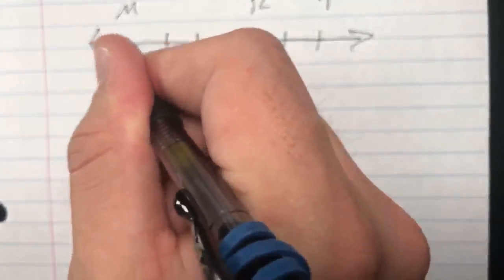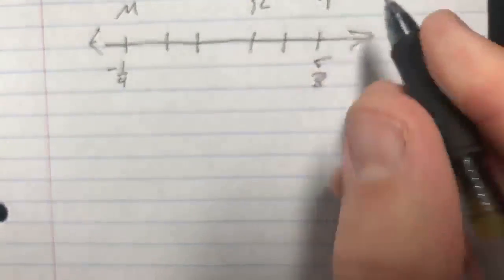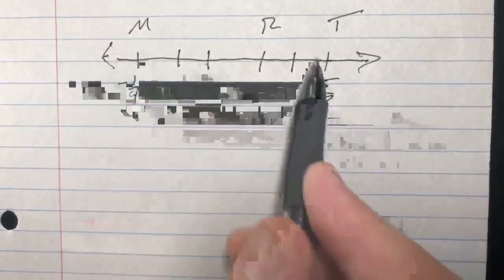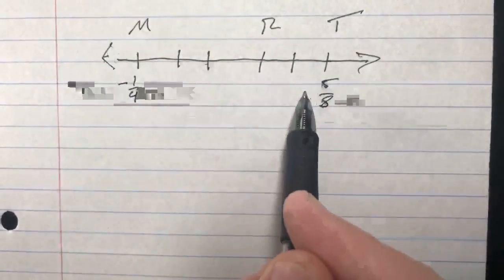Nice, okay. So then we have M here, we have R here, we have T here, we've got 1 right here, we've got 2 right here. All right, cool. So this is -1/4, and this is 5/8. So we know that there are 1, 2, 3, 4, 5 divisions in between on this number line. So the first thing we have to do is figure out how big this number line is.